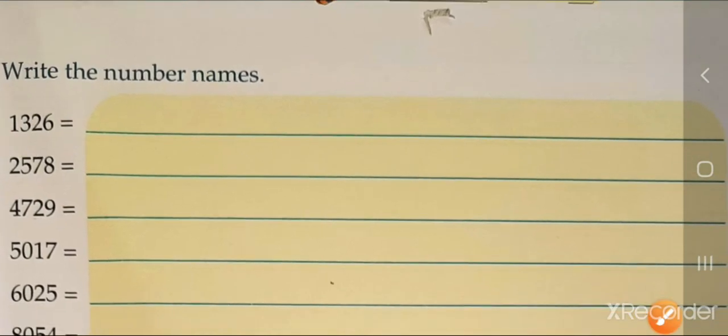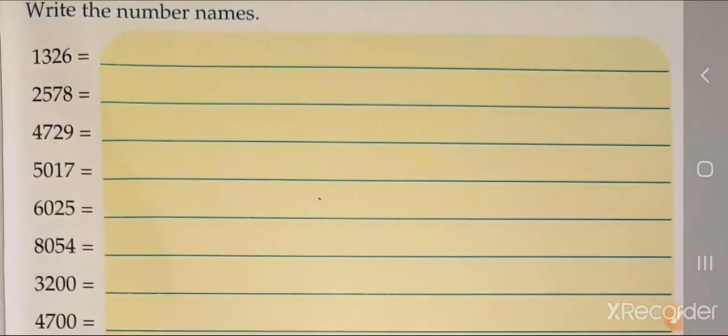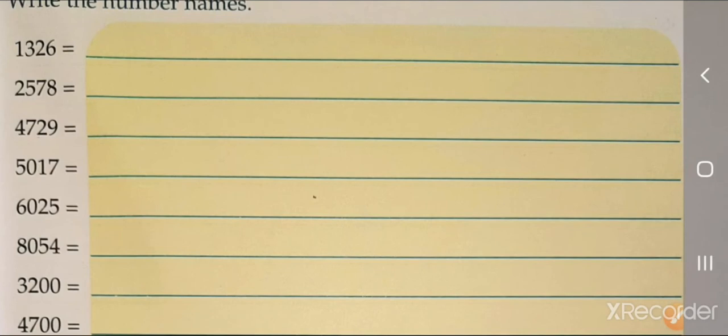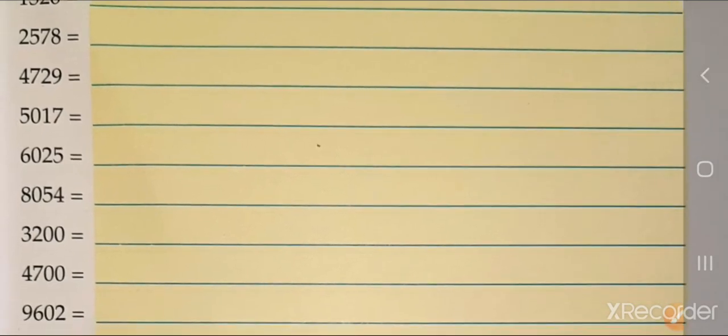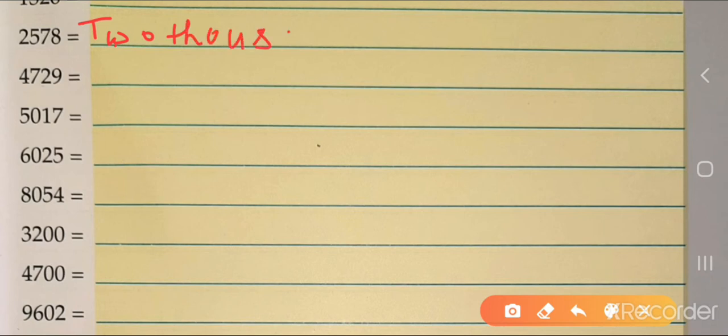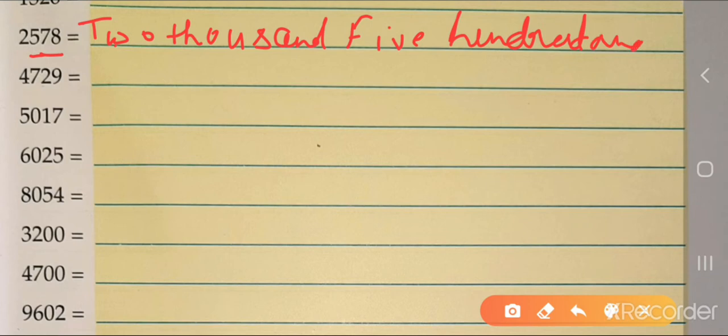Okay, let's do the next one. Find the place value of each digit. Okay, and after that you will be able to write the number name easily. So what is on the thousands place? 2, so simply you will write 2000. Okay, what is on the hundreds place? 5. So write 500. Okay, and 78. So write 78.